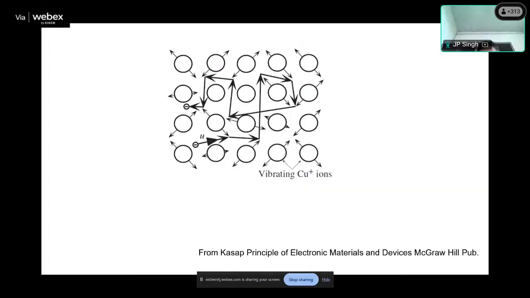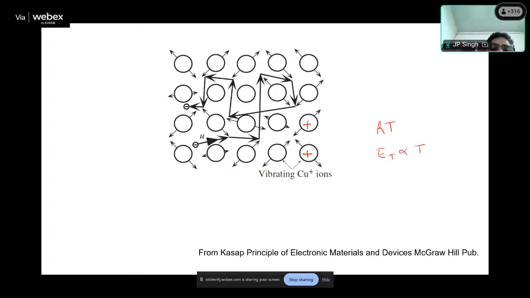Now I'm showing you here. You can see these are the positive ion cores, in this case copper ions. At room temperature these ions have some thermal energy, which is proportional to the temperature. Because of the thermal energy, these positive ion cores are vibrating. You can see these arrows just show their vibrations.